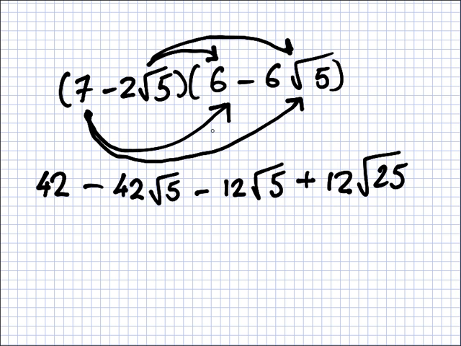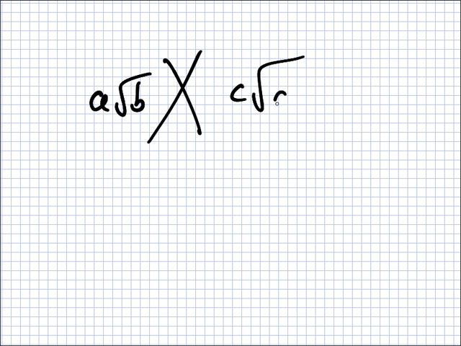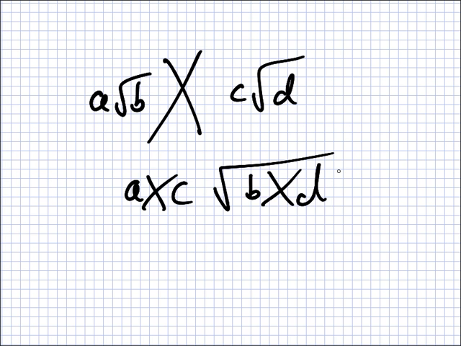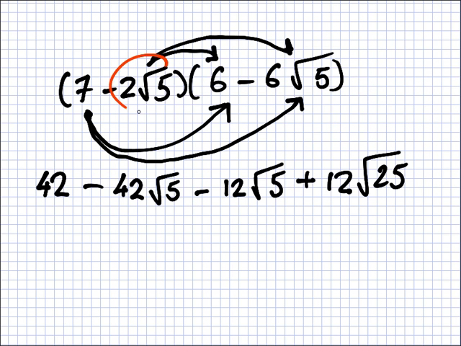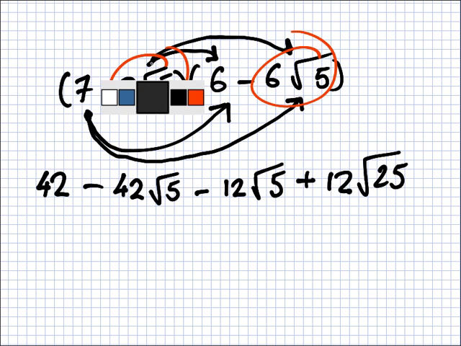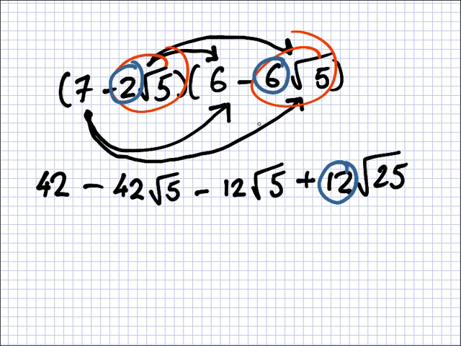Just to be clear, in case you didn't know, if you have a root b multiplied by c root d, as an example, then the a and the c multiply, and then the b and the d multiply. So here, when I did this guy multiplied by this guy, the 2 multiplies the 6 to make the 12, and then the root 5 multiplies the root 5 to make the root 25.